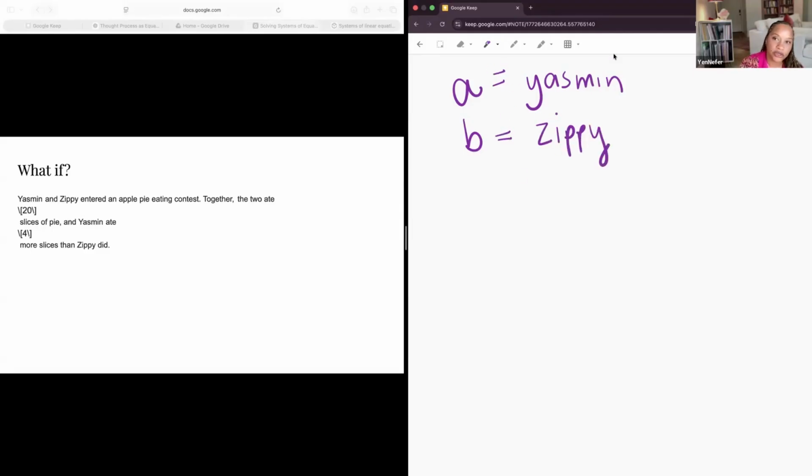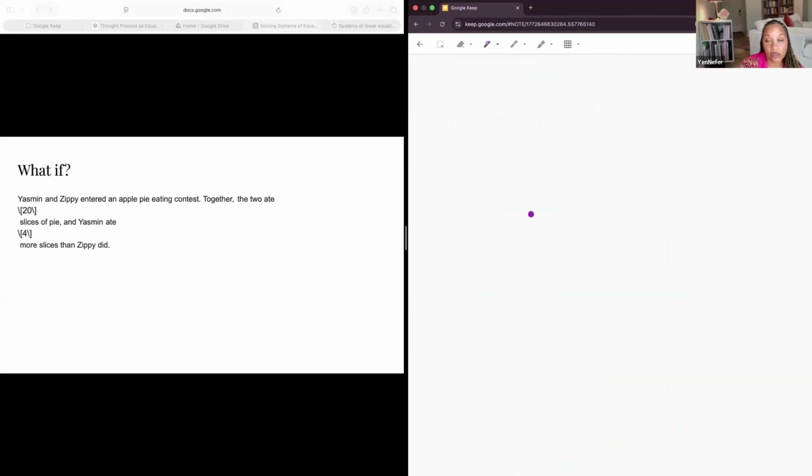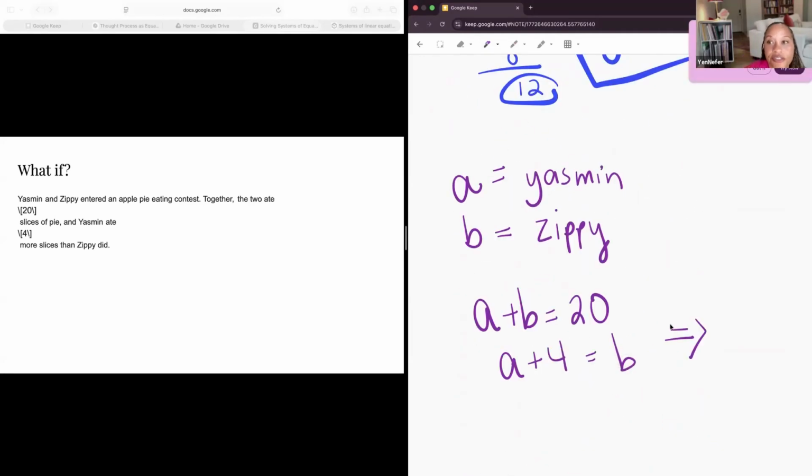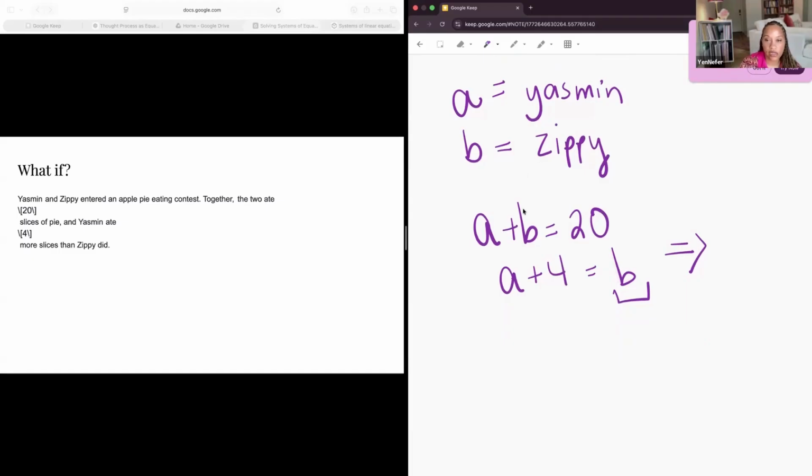And then when you started to put your equation together, let's say that you know that A plus B equals 20, right? Okay, and then you decided to say the number that Zippy ate equals the number that Yasmin ate plus 4. And then you went forward to solve this. Okay, so now you would solve it. You would go through all of your steps.